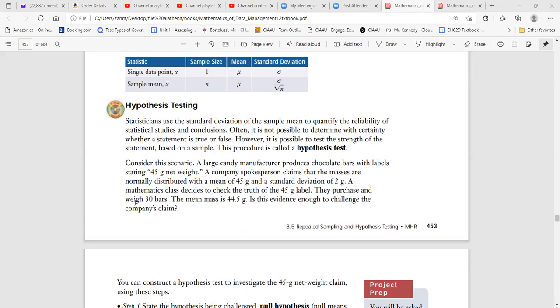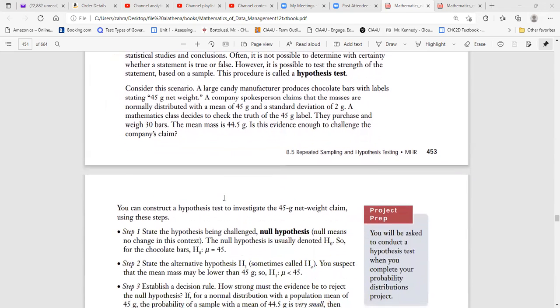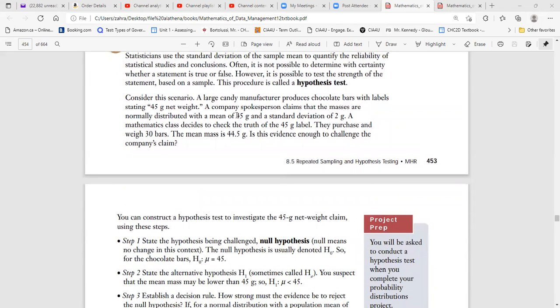They purchase and weigh 30 bars. The mean mass is 44.5. Is this evidence enough to challenge the company's claim? So the company is saying that mu is exactly equal to 45.